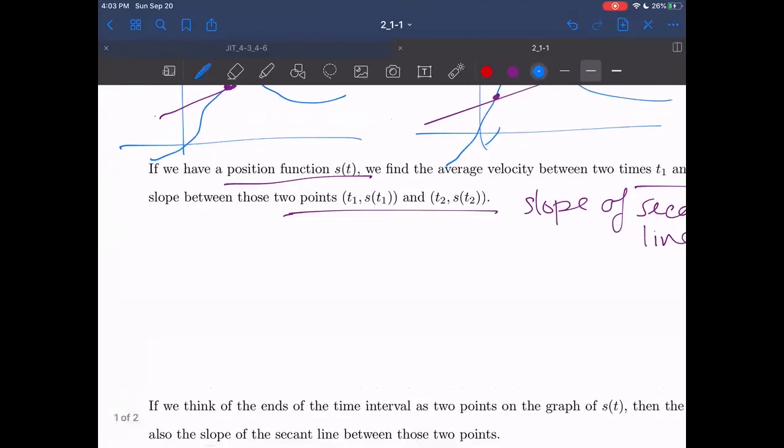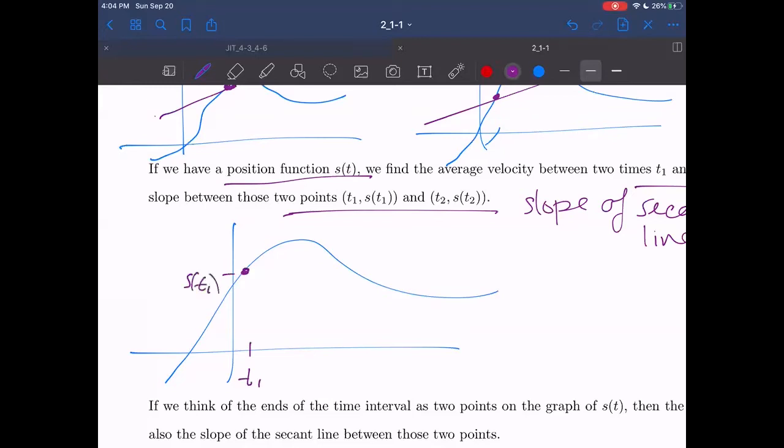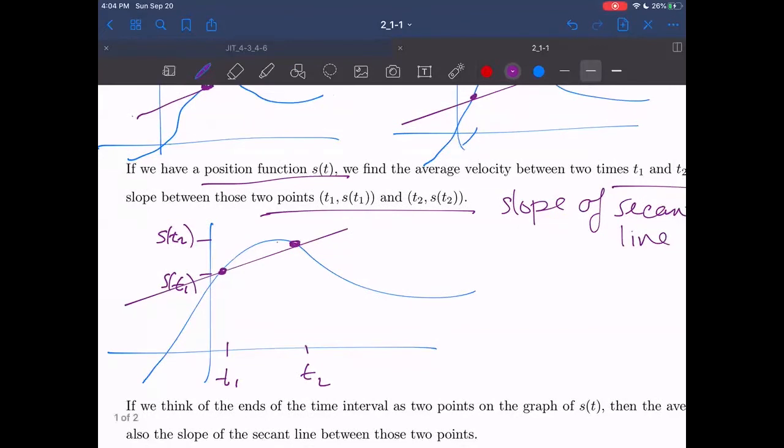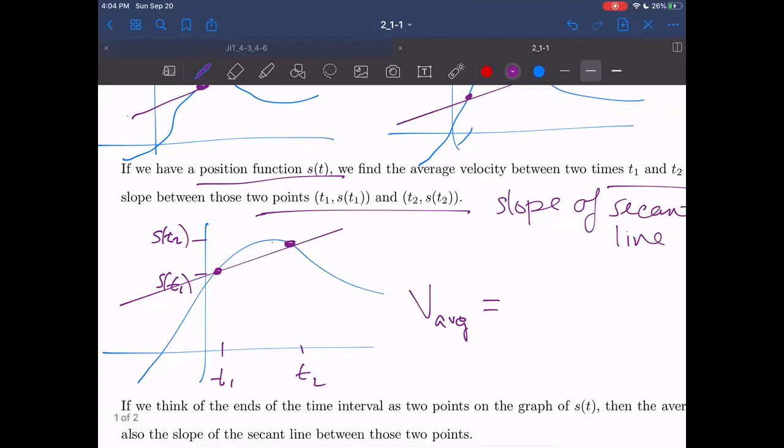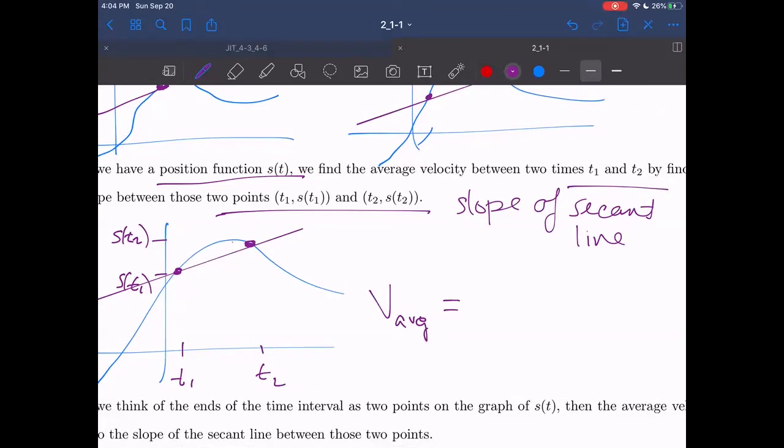So if we have some curve, and here is our point t1, and s of t1 is our y value, and then we've got this point t2, and s of t2 is our y value. We want the slope of that line, so we can find that using our regular slope formula. We've got V_AVG, which stands for the average velocity. We use AVG because we use V for velocity, and so we have to specify whether we're talking about the average or the instantaneous.